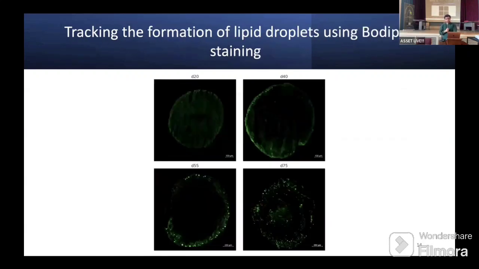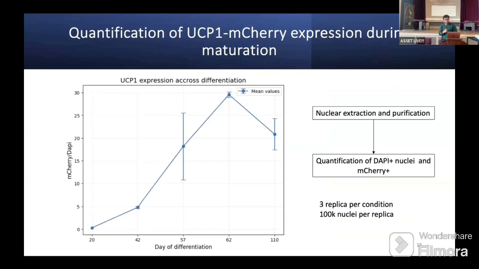So also this is a BODIPY staining to show the lipid droplets formation, which follows the same pattern as the UCP1 cells signal. The first positive signal, so the first lipid droplets, are observed at day 40, and those droplets are very small. And then the number increases at day 55 and 75.